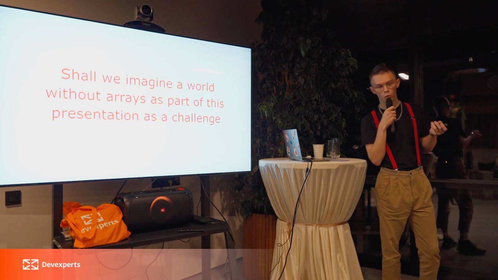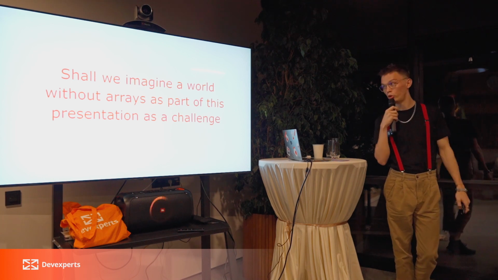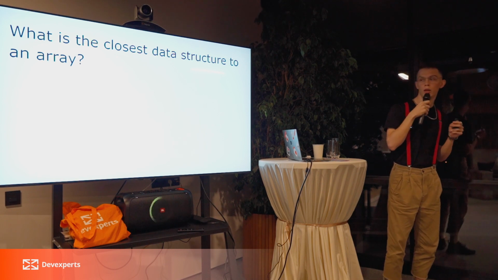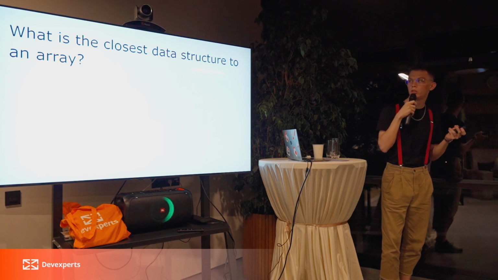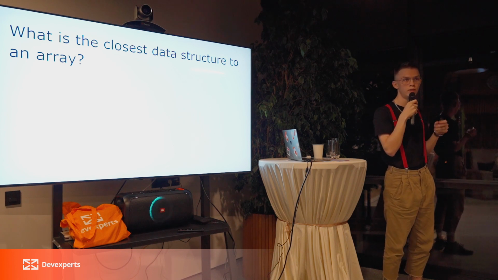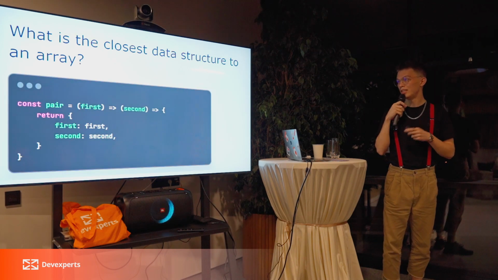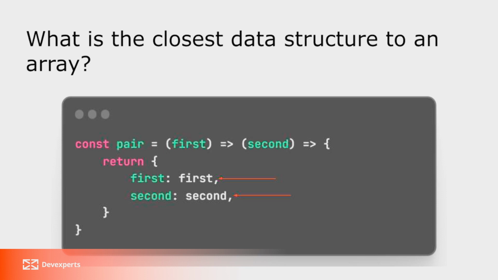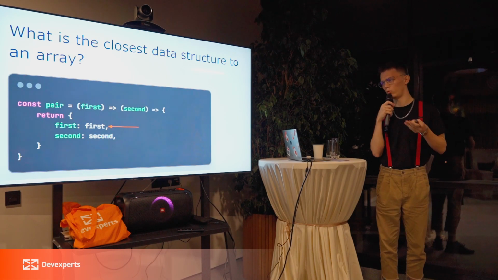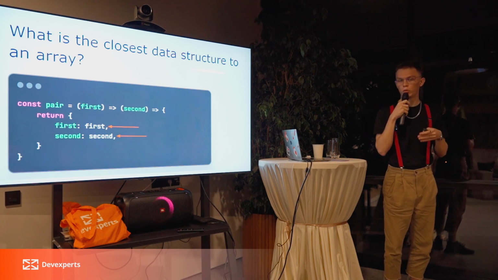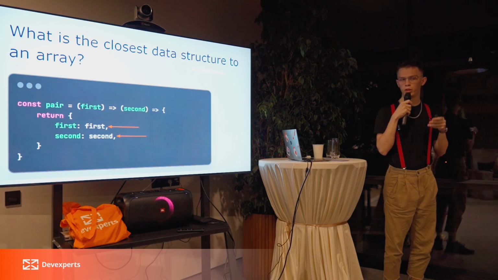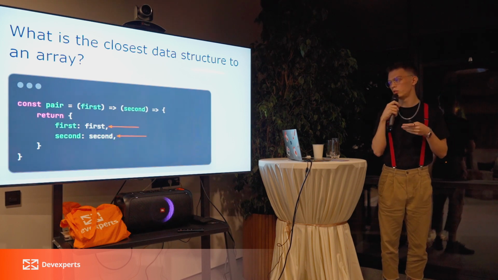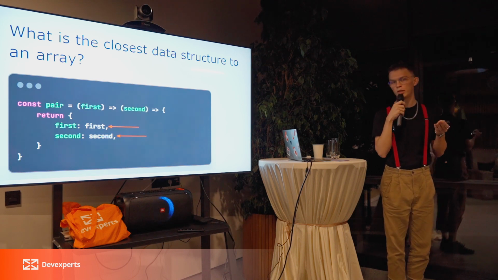So, shall we imagine a world without arrays as a part of our presentation? What are we going to need for this? Well, actually, the first thing we need is to think about which data structure will be closest to our array. Well, in my opinion, it was some object, and we need to somehow create this object. Let's create this function. It will look like this, and it takes two arguments, the first element and the second one. The first one will always be some kind of data like a number, a string, or whatever it is. But the second one will always be another pair. You need to think about this data structure like a Russian matryoshka. You can open your matryoshka and find another matryoshka or find nothing. And if you find nothing, it means your Russian matryoshka is at the end.